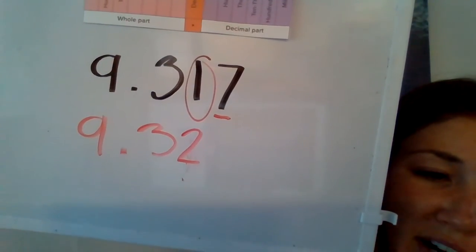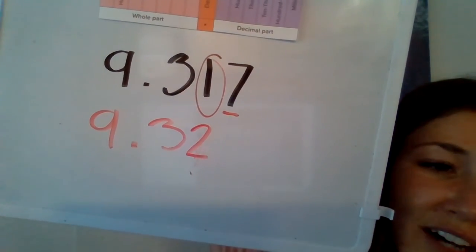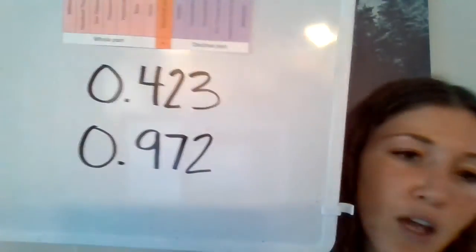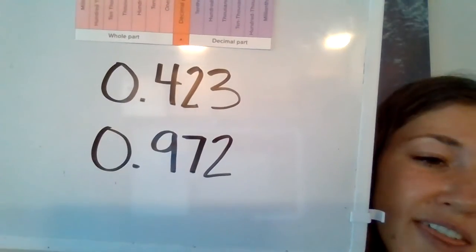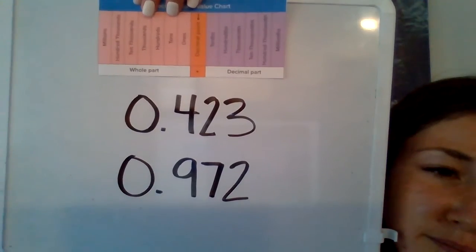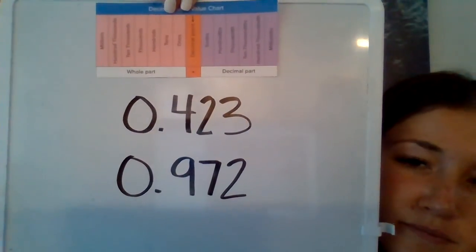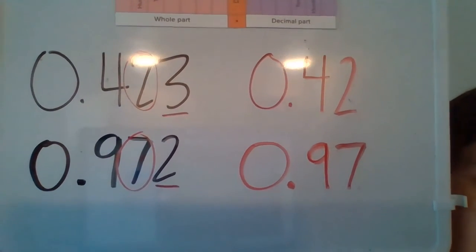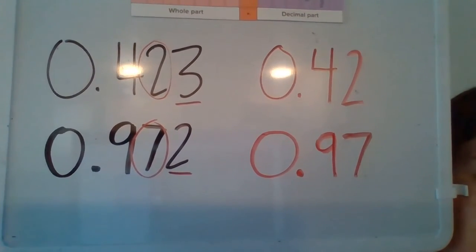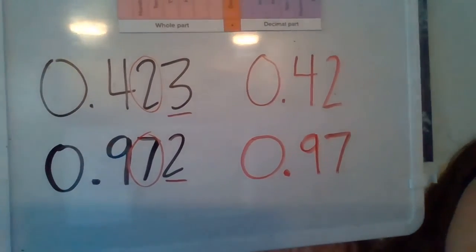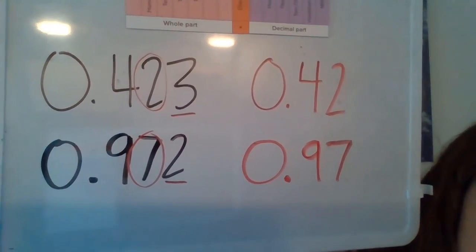All right, we're going to have some practice for you. Here are your practice problems. Round to the nearest hundredth. Go ahead and do that. Pause the video. Here are our answers for checking your work. As you can see, the numbers next to the hundredths both make them stay the same.